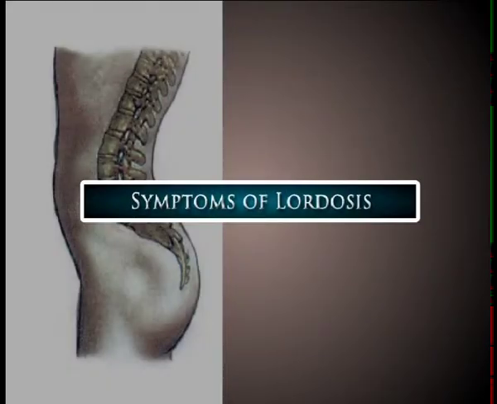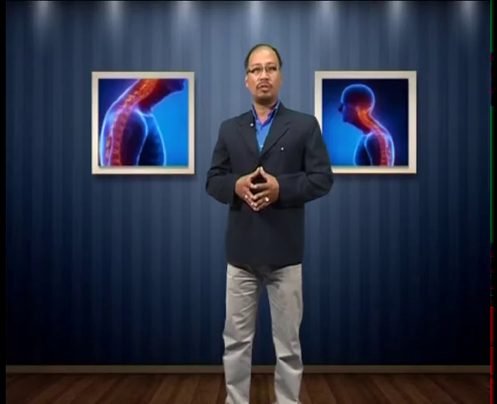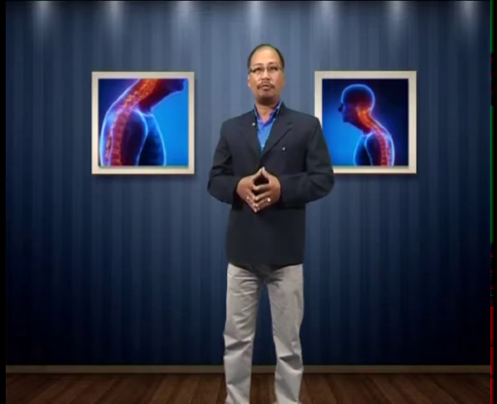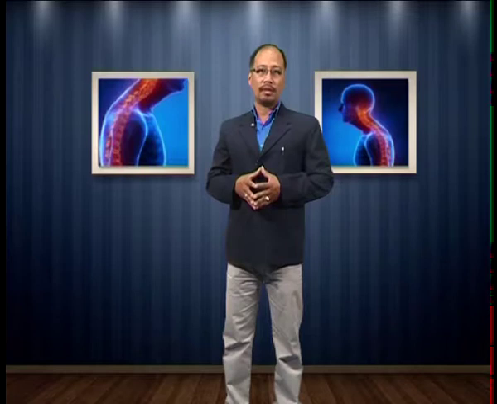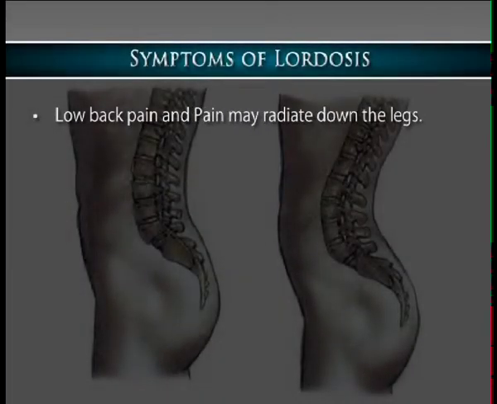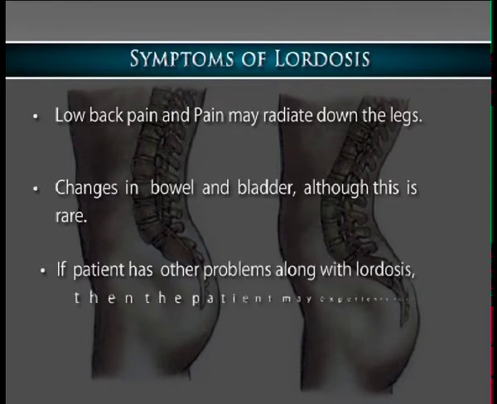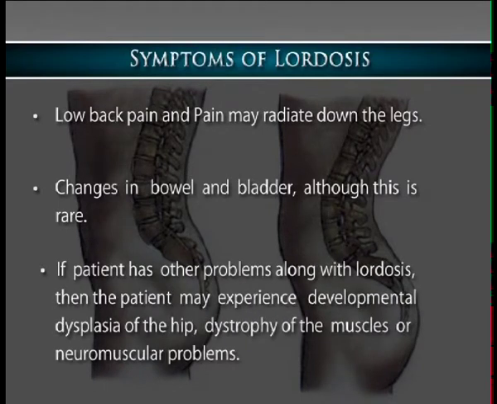So here comes the symptoms of lordosis. Usually patients with lordosis do not have any symptoms except for the exaggerated spinal curvature. Other symptoms which may appear according to the severity of the curvature are low back pain, and pain may radiate down the legs. Changes in bowel and bladder, although this is rare. If the patient has other problems along with lordosis, then the patient may have experienced developmental dysplasia of the hip, dystrophy of the muscle, or neuromuscular problems.